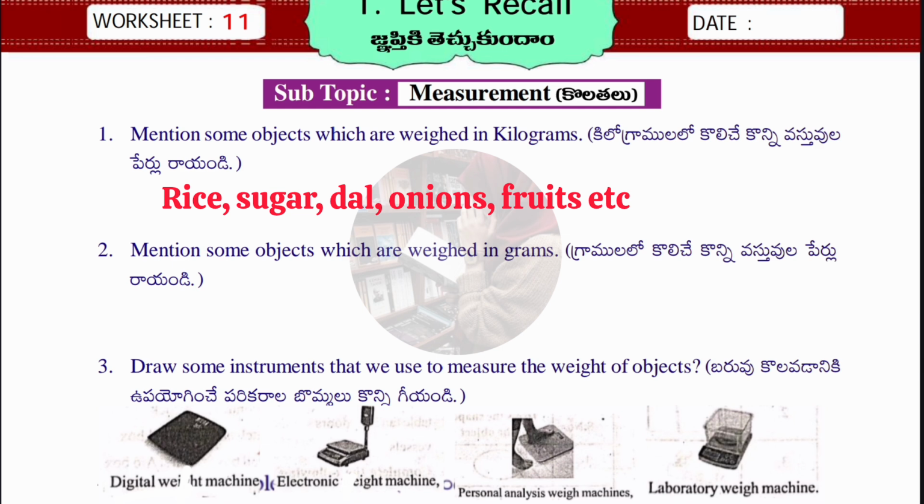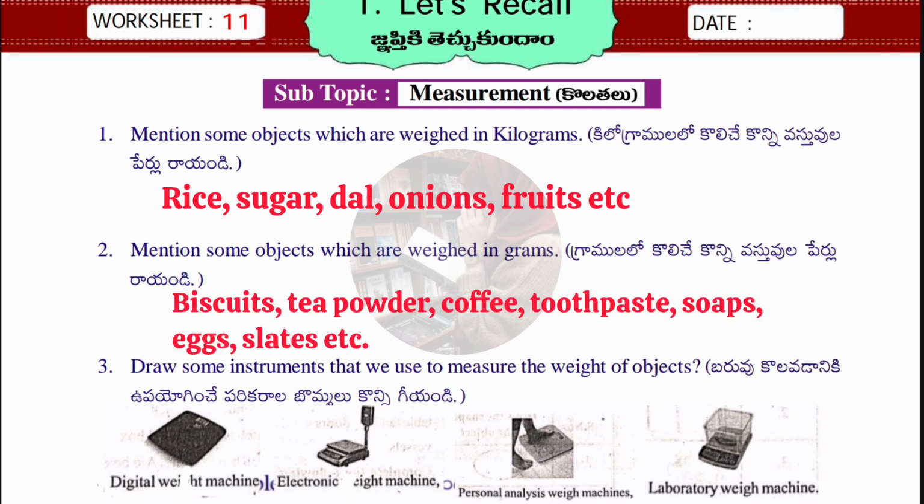Next, second question. Mention some objects which are weighed in grams. The answer will be biscuits, tea powder, coffee powder, toothpaste, soaps, eggs, slates, etc.